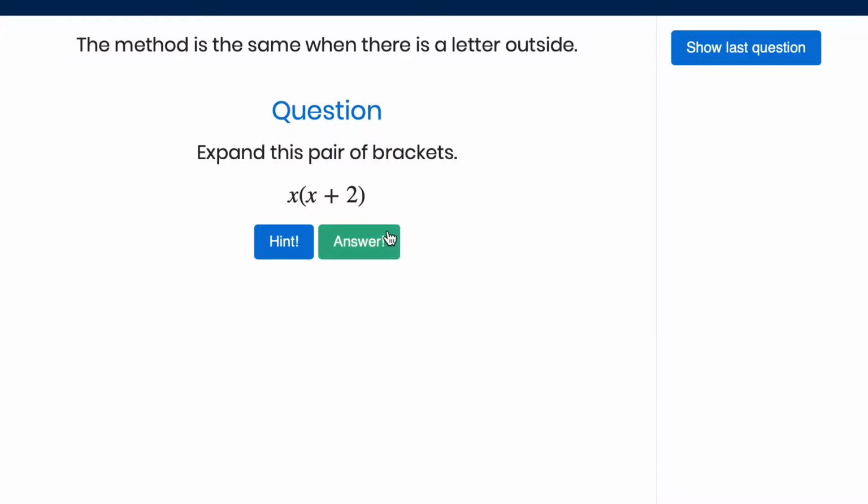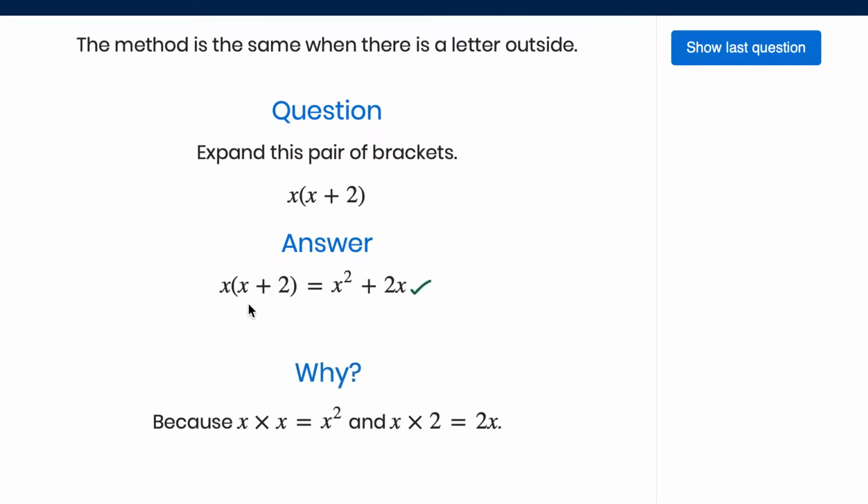Okay, so here is the answer. So x times x plus 2 is equal to x squared plus 2x. And this is because x times x is x squared, and x times 2 is 2x. So we're doing just the same thing here. We're multiplying both parts inside the brackets by the x outside.